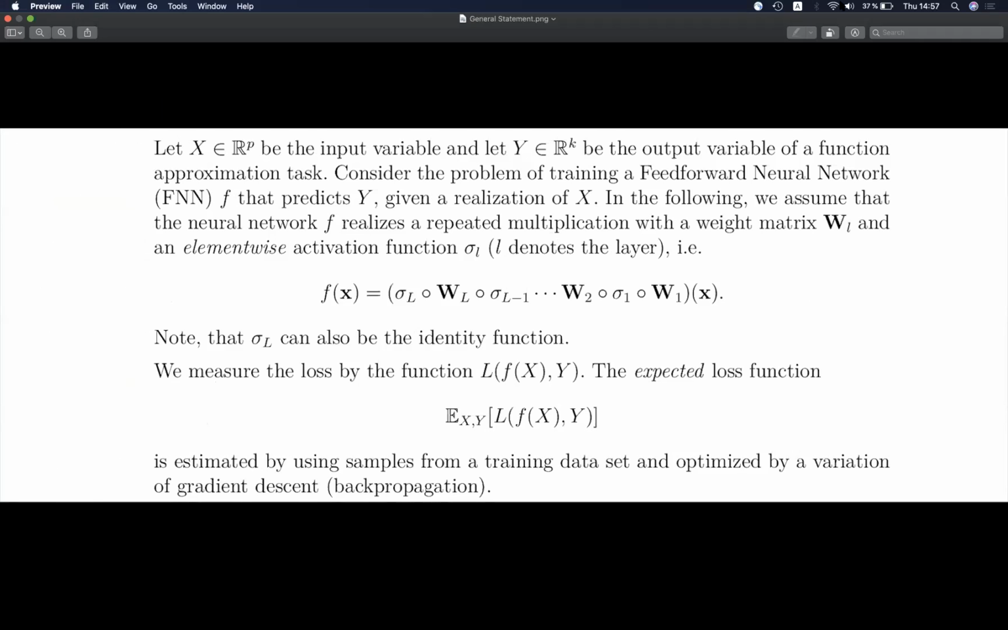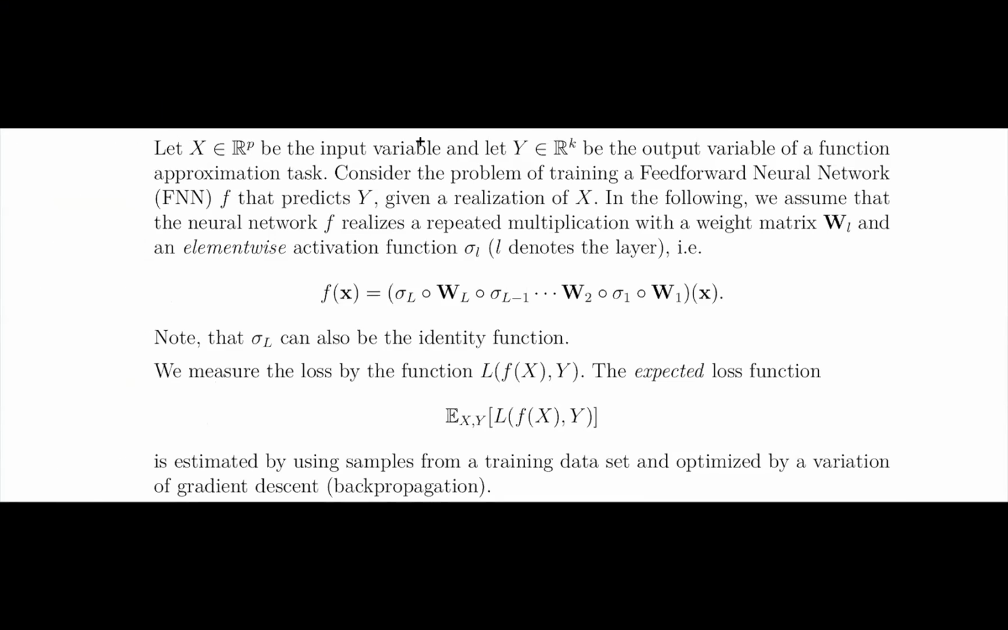So for example, I'm showing you the actual statement from the paper for the feed forward neural network. It would be something like this: let x belongs to R^p be the input variable, y be the output variable, blah blah blah. Consider the problem of training a feed forward neural network f that predicts y given a realization of x. In the following, we assume that the neural network f performs repeated multiplication with the weight matrix W_l and element-wise activation function. So this is formally defining the problem, and then we measure the loss function by blah blah blah, and optimized by a variation of gradient descent, backpropagation.